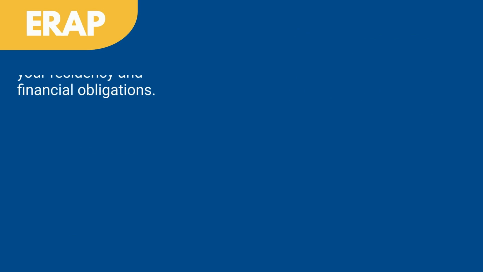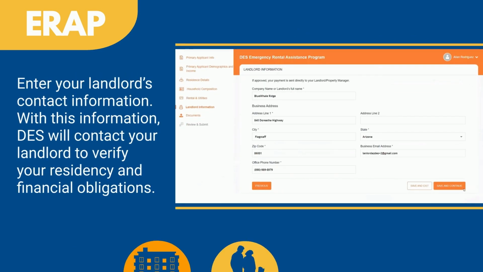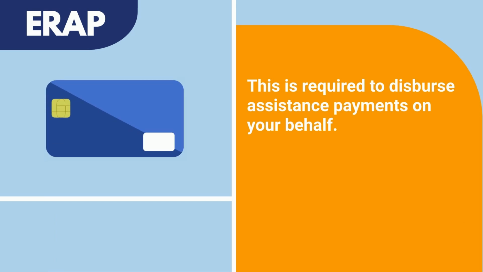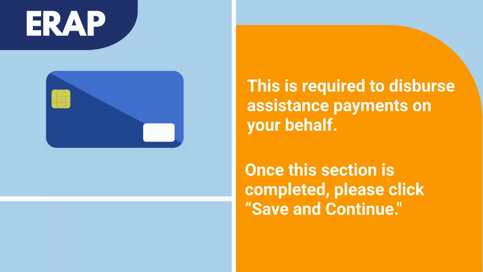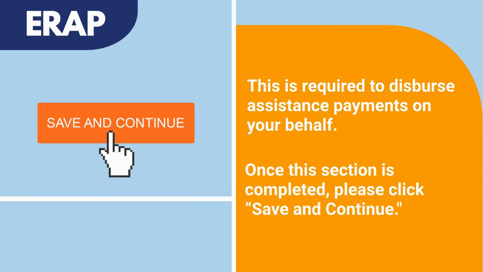Enter your landlord's contact information. With this information, DES will contact your landlord to verify your residency and financial obligations. This is required to disperse assistance payments on your behalf. Once this section is completed, please click Save and Continue.